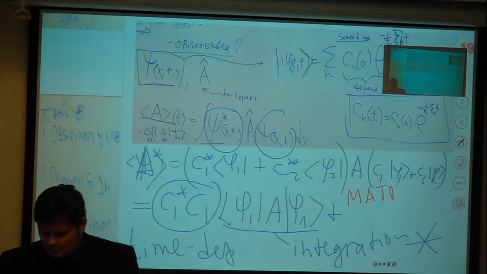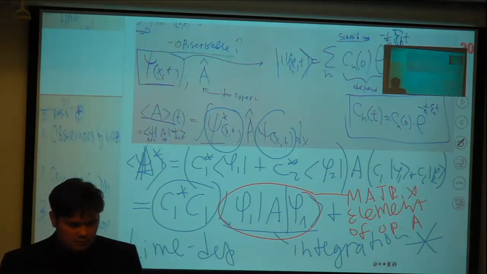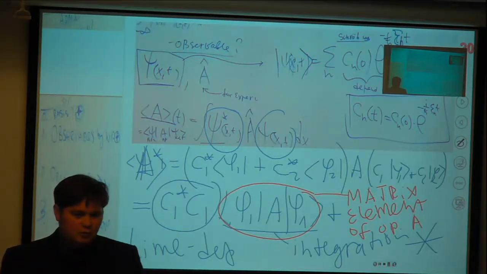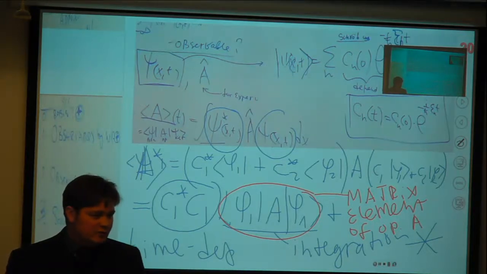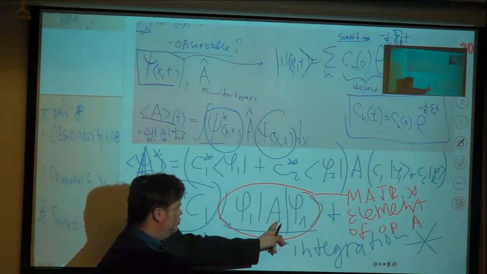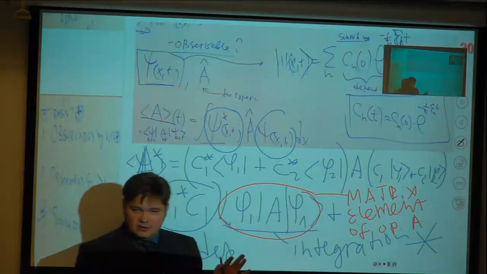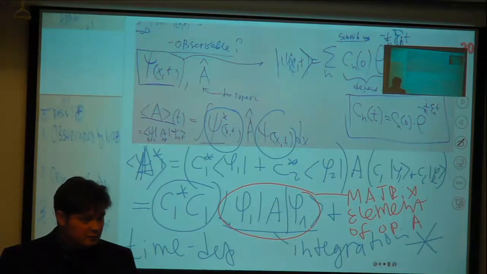So this matrix element of operator A. Okay? In fact, in your homework, you are finding matrix elements of the operator of position, matrix elements of the operator of momentum. You take basis functions, you put the operator in the middle, and then you find it, where the indices here and there can be different. Make sense? Good.